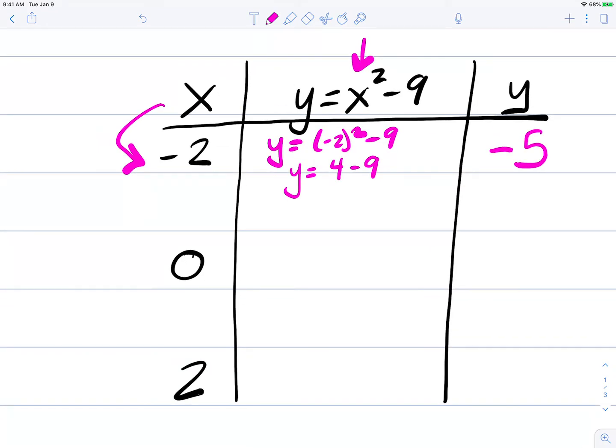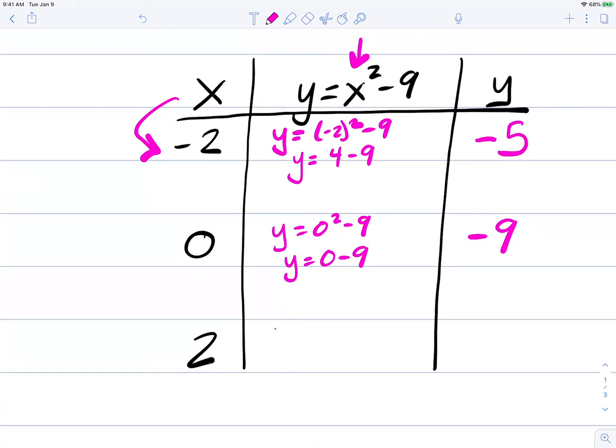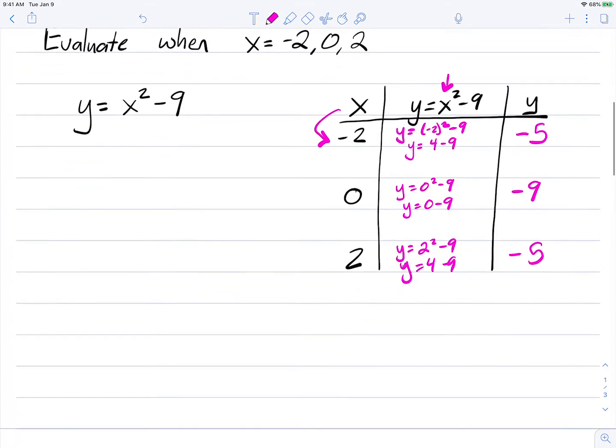So if I put in x equals 0, I'd have y equals 0 squared minus 9. 0 squared is 0, and 0 minus 9 is negative 9. And if I put in x equals 2, I have y equals 2 squared minus 9. 2 squared is a 4. So we have 4 minus 9, which is negative 5. So I have filled in my table, I have shown my work, and I found the value of y when x equals negative 2, 0, and 2.